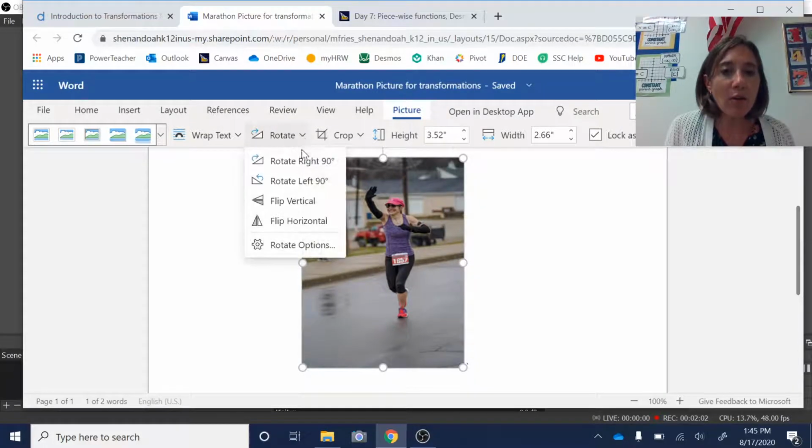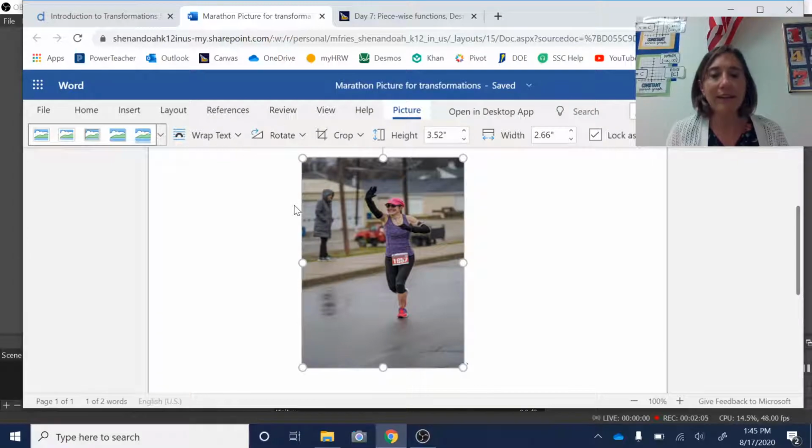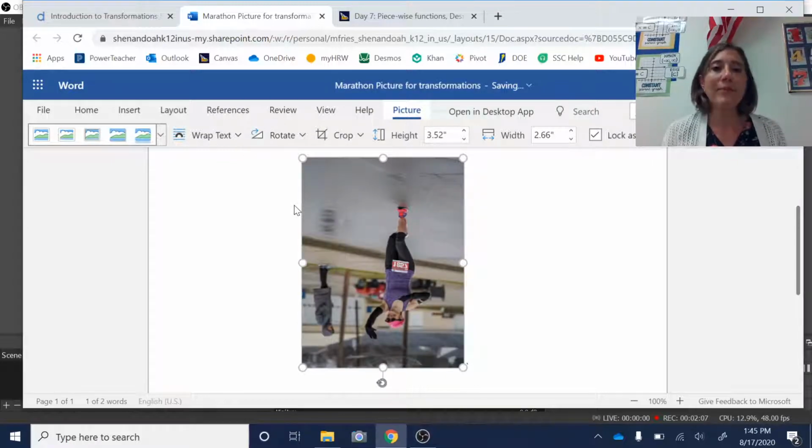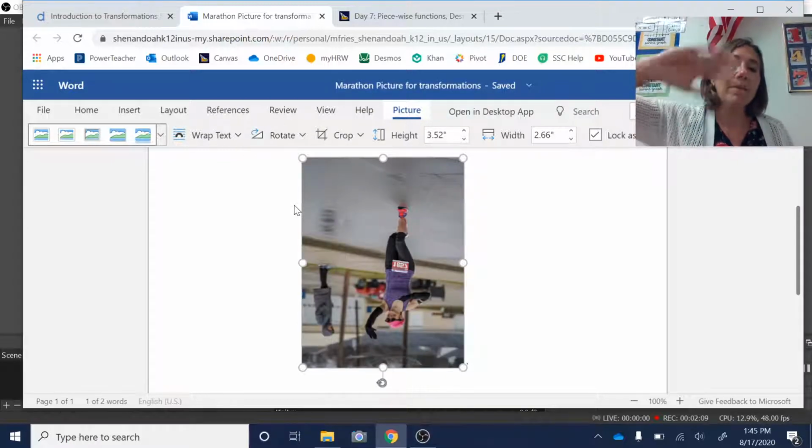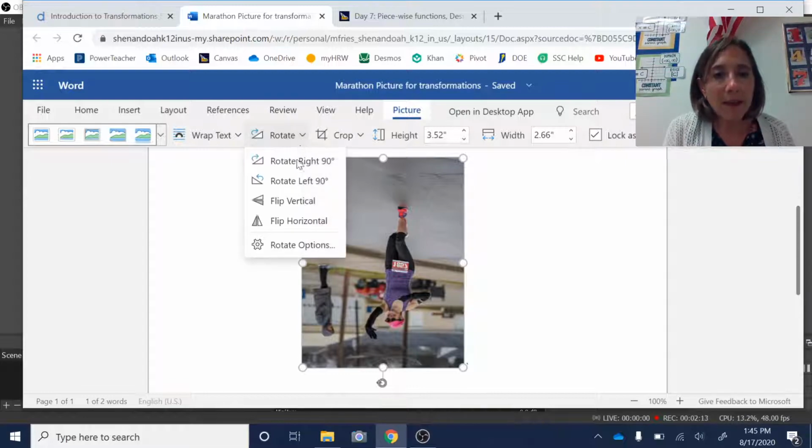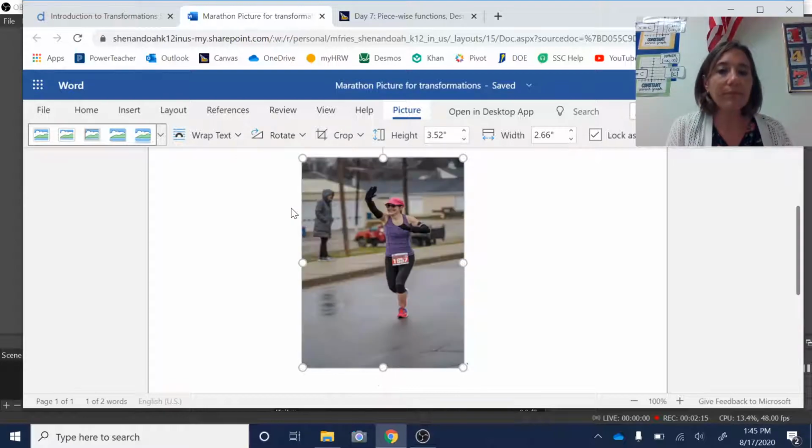I can also flip this vertically. So, ta-da! There I am upside down. So I flipped it vertically, up and down. I flipped it like this. Let's turn that back the way that it was. Rotations are another kind of transformation. We're not going to talk about those with regards to equations in Algebra 2, so you don't have to worry about that.